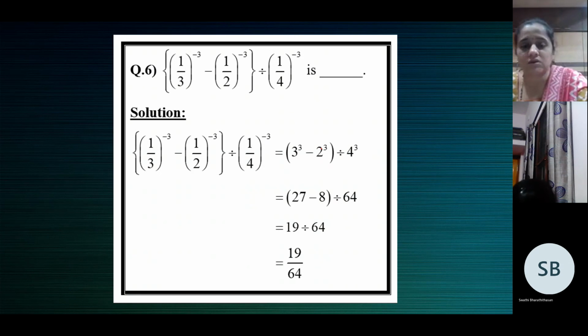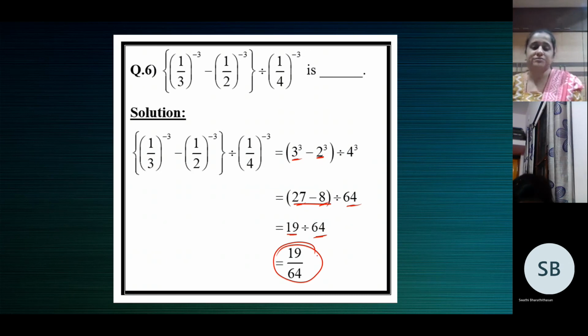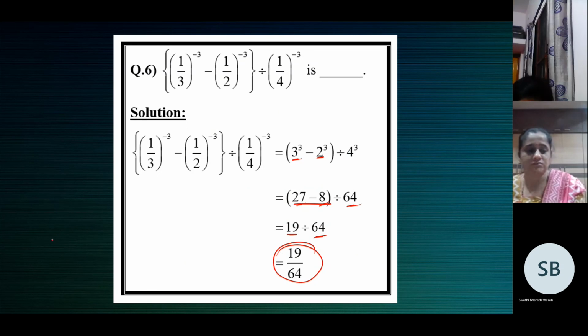Okay. So now 3 cubed is 27. 2 cubed is 8, divided by 4 cubed which is 64. 27 minus 8 is 19. So 19 divided by 64. Ma'am, I too got the same answer, ma'am. Good.